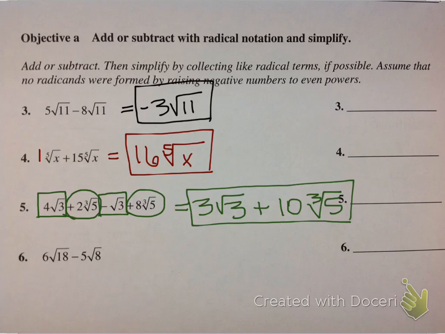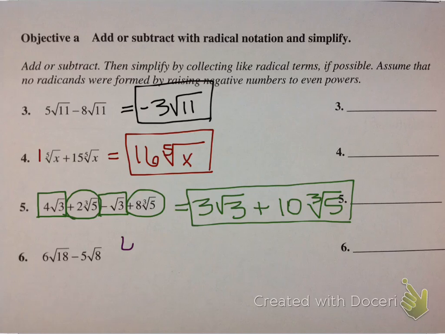Now let's look at the bottom. I have 6 square root 18 minus 5 square root 8. On the surface, they look like they cannot be combined. However, neither one of those radicals are simplified, so the first thing we're going to have to do is simplify each one of those and then see if they're like radicals.